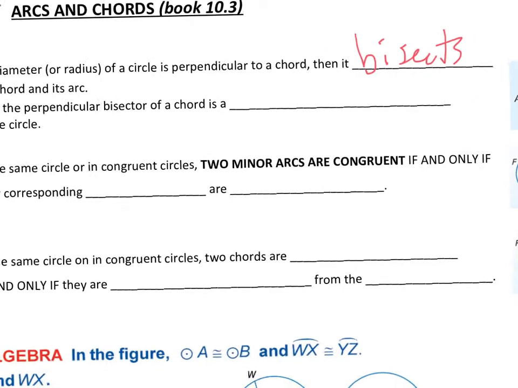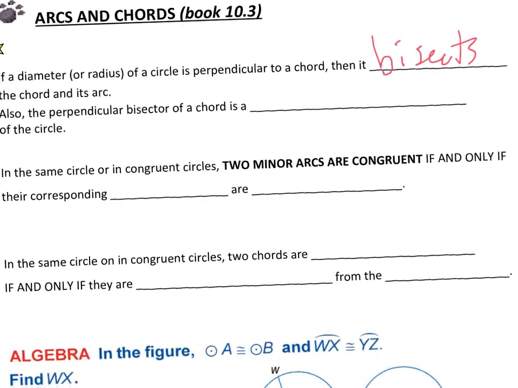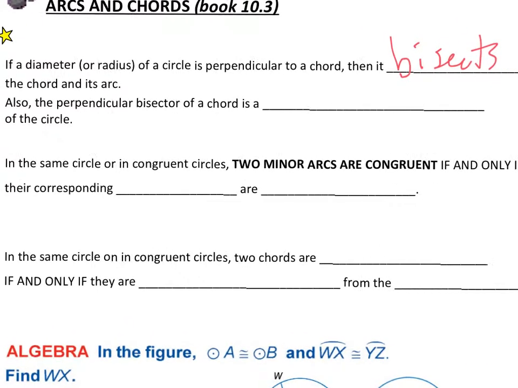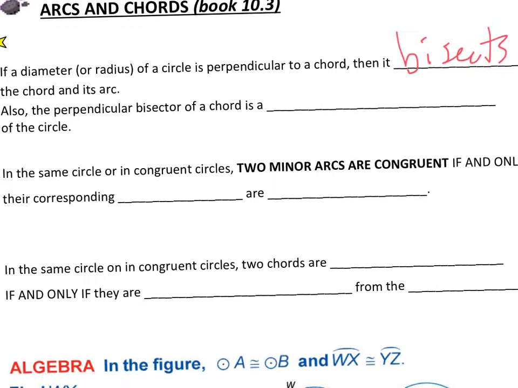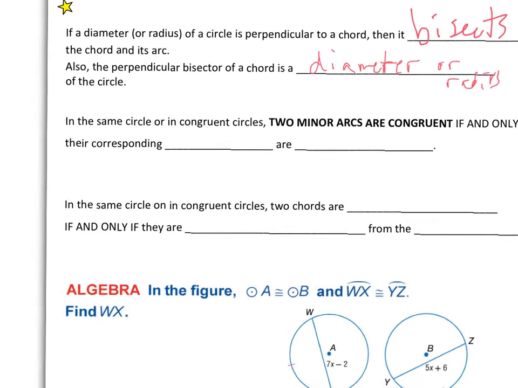Now, also, the perpendicular bisector of a chord, if we have a chord and we draw the perpendicular bisector, well, that perpendicular bisector is going to be the diameter. Or radius. So that's the first point we're going to talk about.